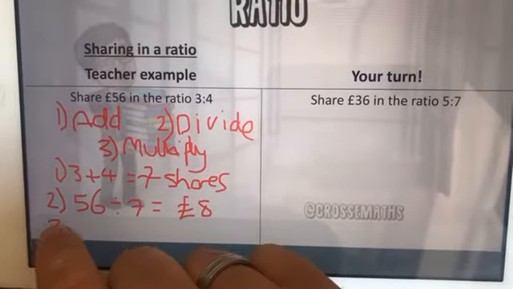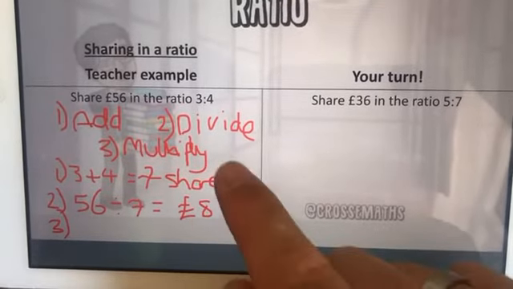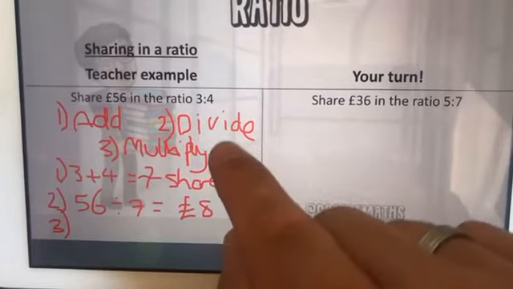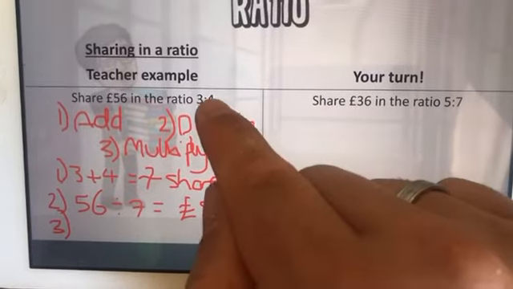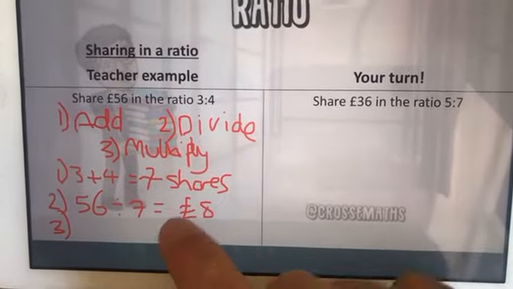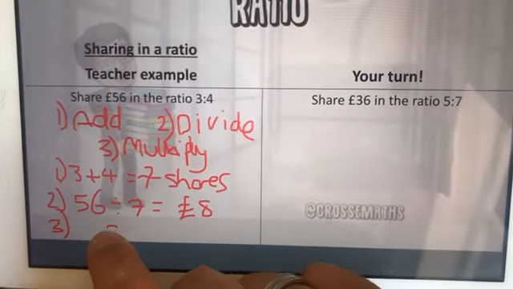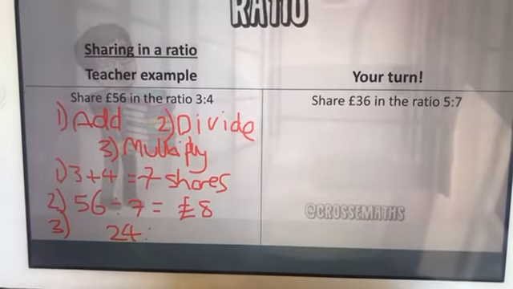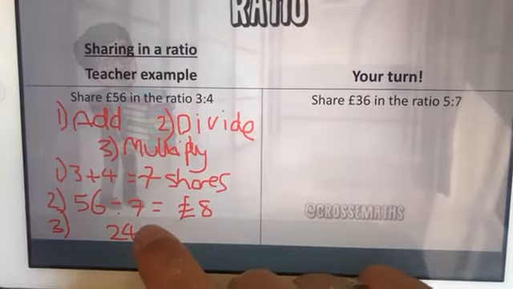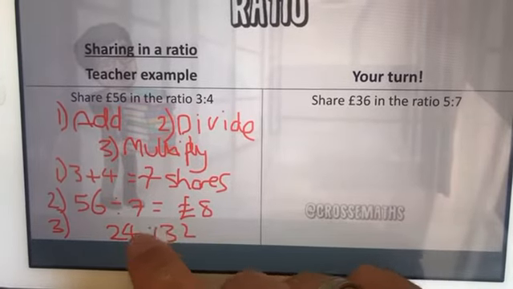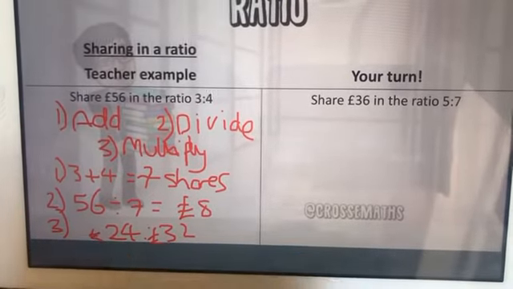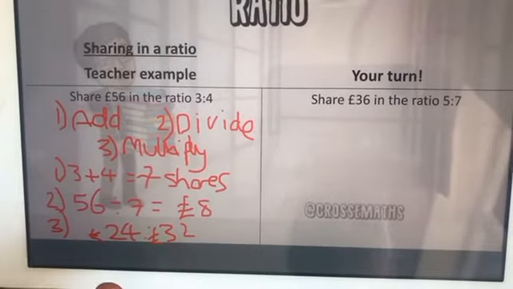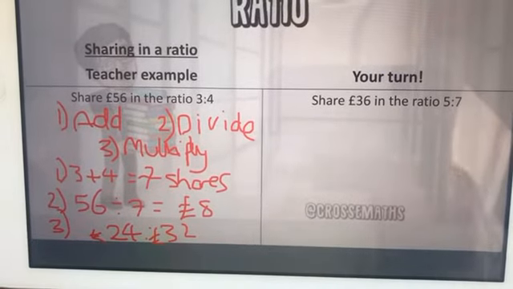And then I'm going to multiply. So I've got to multiply £8 by 3 shares and £8 by 4 shares. 8 times 3 is 24. 8 times 4 is 32. So my final answer is £24 on the left, £32 on the right.